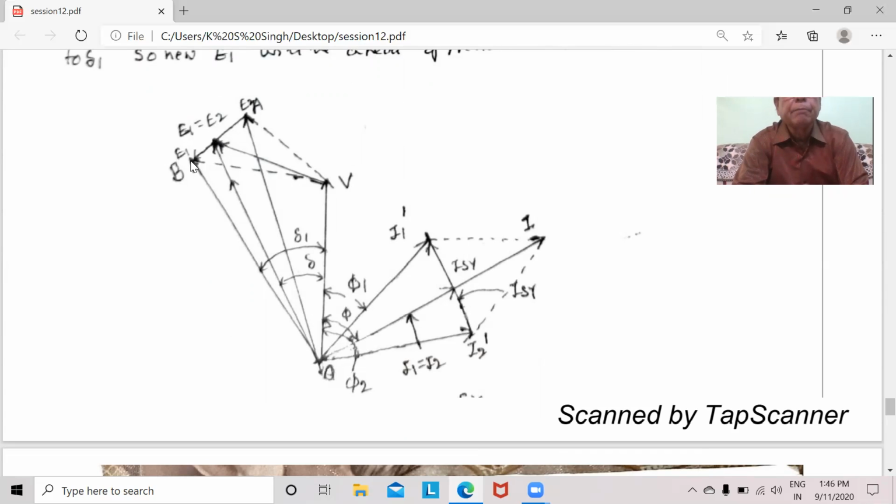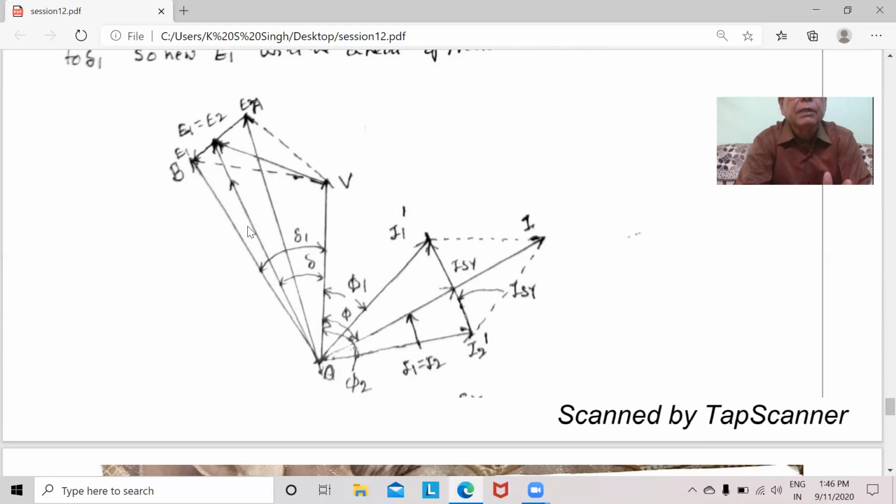What will be the power? The power delivered by this will be increased. Since E1, V and Xs are constant, the power angle delta will increase. Initially it was delta, now it will increase to delta 1 and E1 will lie in this direction. Since E1 will increase, second, what will happen with E2? In terms of power, this one will work as a generator and the other will work as a motor.